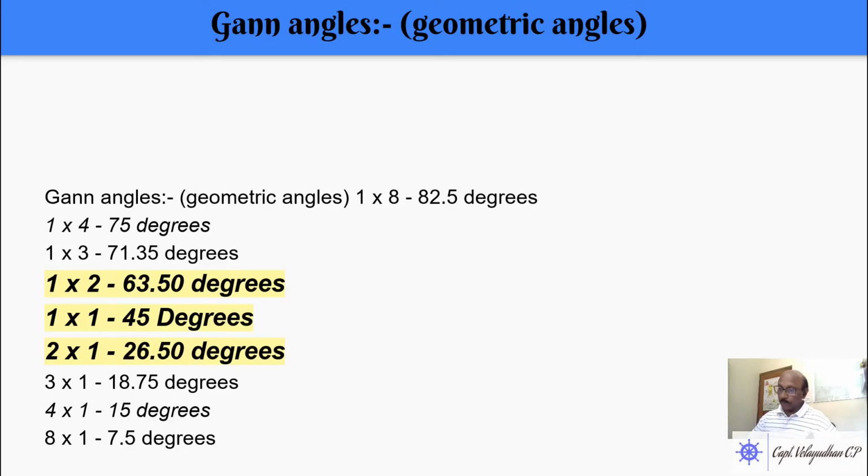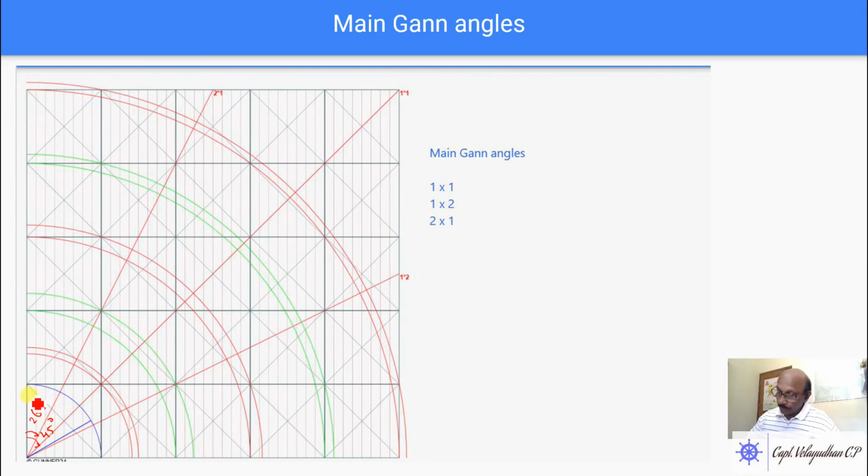The next angle to draw is 63.5 degrees, the 1 by 2. This angle, 63.5 degrees, is the 1 by 2 angle. So this is the way to draw Gann angles on the chart. As long as the price remains above these lines, the market is bullish. When the price remains above the 2 by 1 angle, that means this angle, the market is more strong.